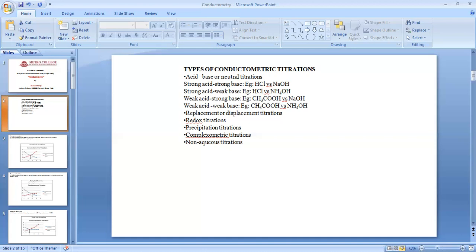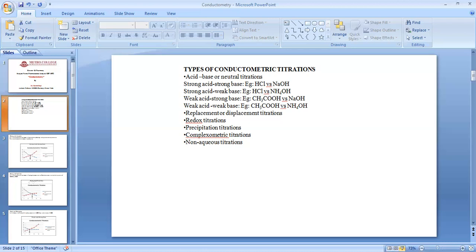Now comes the second titration of conductometric titration, which is precipitation titration. So as compared to the acid-base titration, precipitation titration is not that accurate because it has a large number of interferences in it. This precipitation titration is also known as replacement titration.